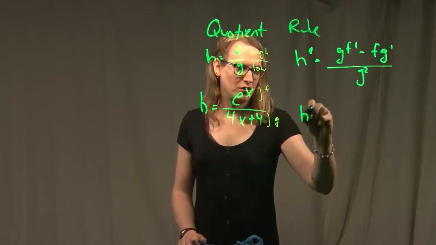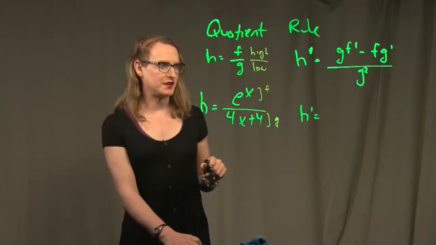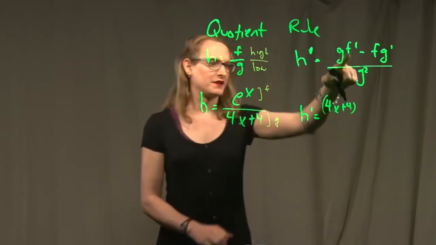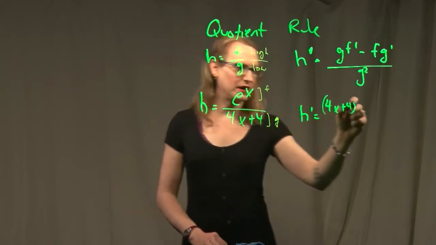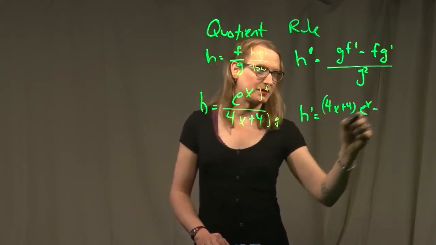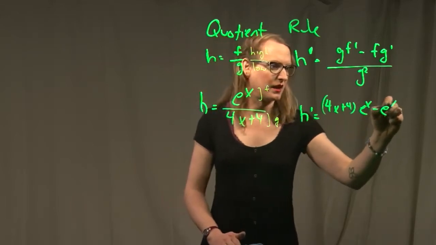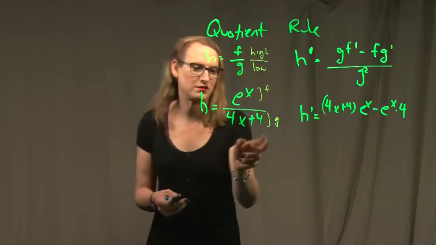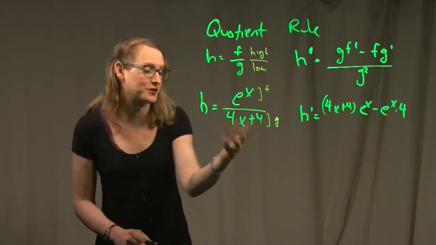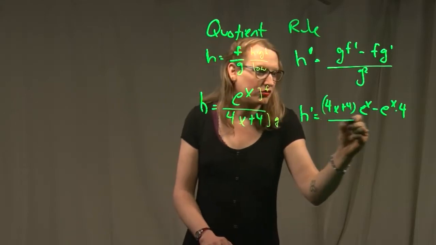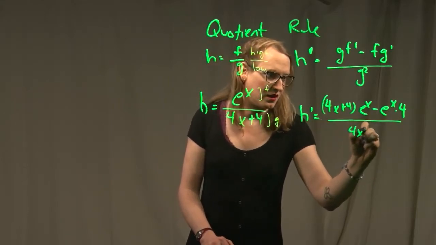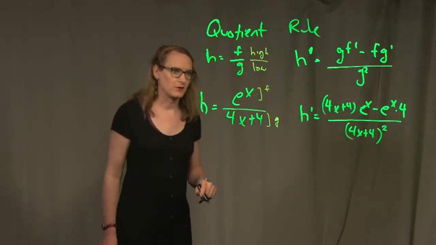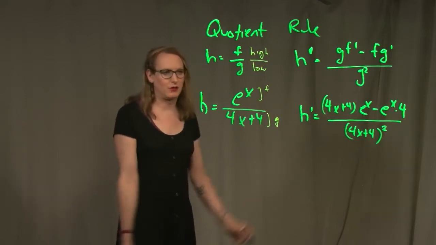So h prime is equal to, let's see here, so I'm going to go low, 4x plus 4 times d high, derivative of e to the x is e to the x, minus high, e to the x, d low is 4, because it's just a line, so I pick up the slope. Slope of the tangent line to a line is just the slope of the line. Draw a line, and square below. And I'm done. Depending on how done you really want to be.